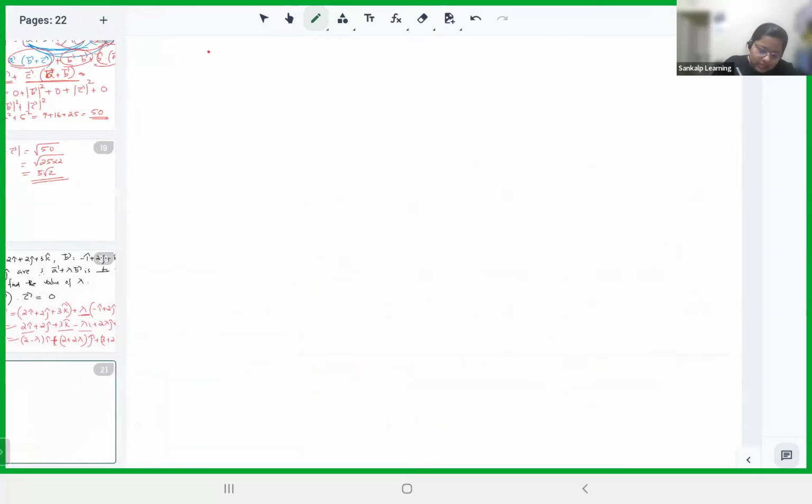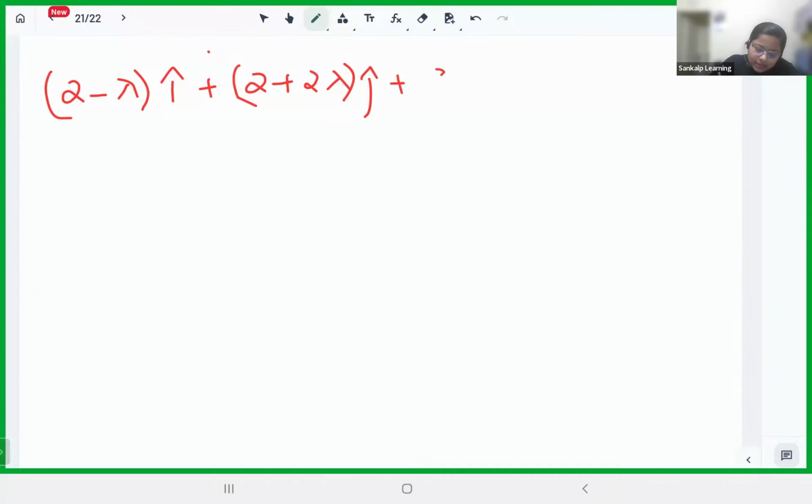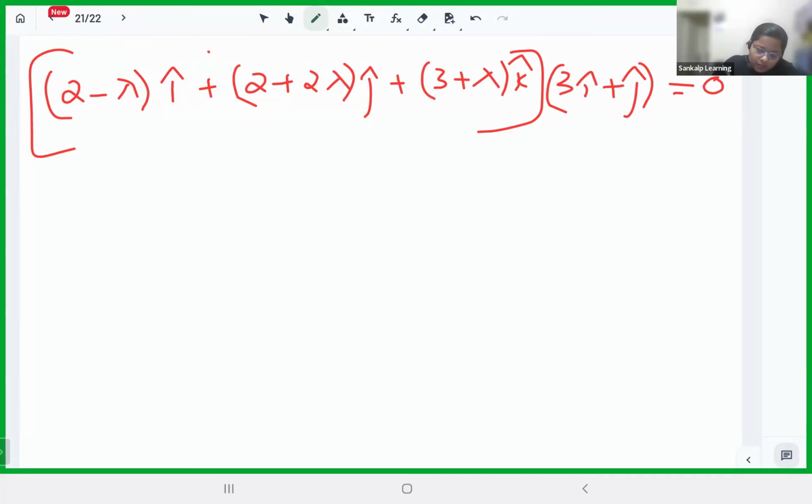And we know since these vectors are perpendicular, (A plus lambda B) dot C is equal to 0. So A plus lambda B was (2 minus lambda) i plus (2 plus 2 lambda) j plus (3 plus lambda) k, dot product with vector C. What is vector C? 3i plus j. That is equal to 0.